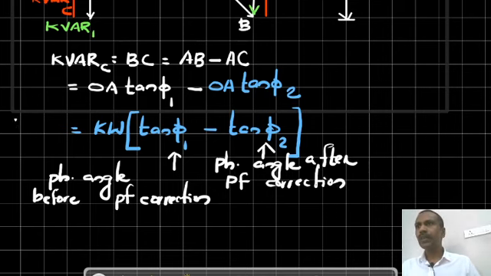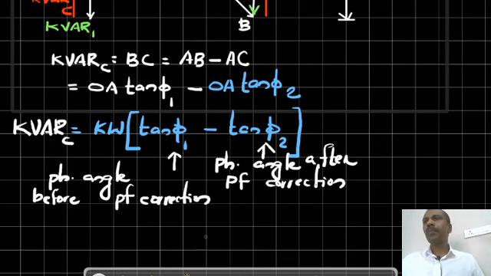So this is kVARC. The reactive power supplied by the capacitor bank is equal to kW, that's the active power rating, into tan phi 1 minus tan phi 2. Phi 1 is the phase angle before correction and phi 2 is the phase angle after correction. So this is how we have to choose the capacitor bank.